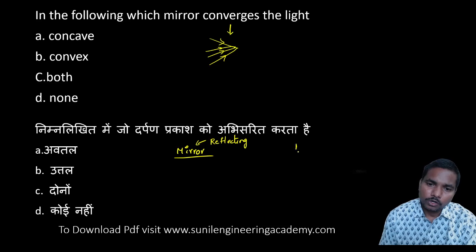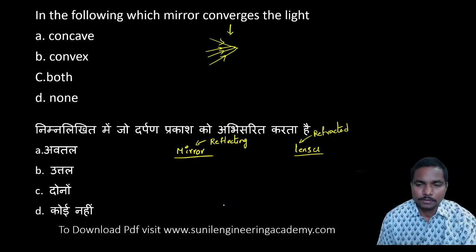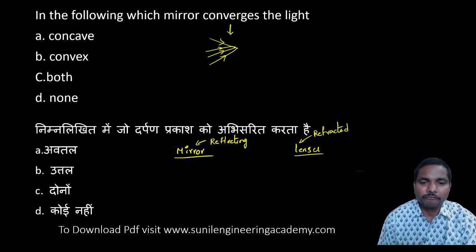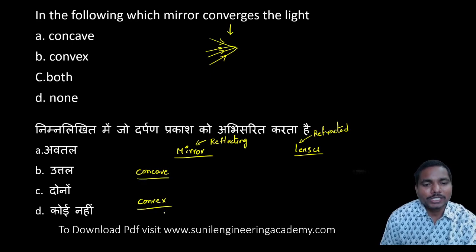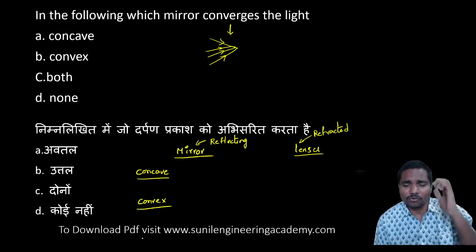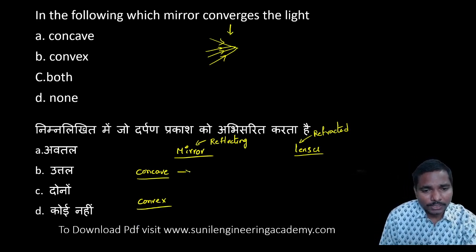We know lenses refract. Light will go through the lens. A mirror reflects the light back. So for mirrors we have two types, concave and convex. Here just use the opposite principle. Just remember whatever I say in this session. Remember only one thing: the concave type of mirror is the converging mirror.